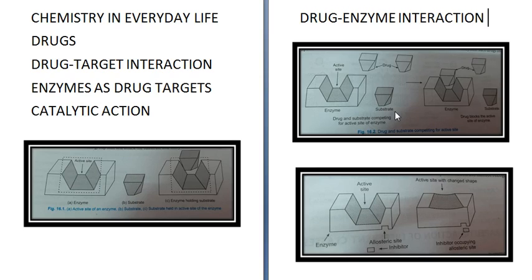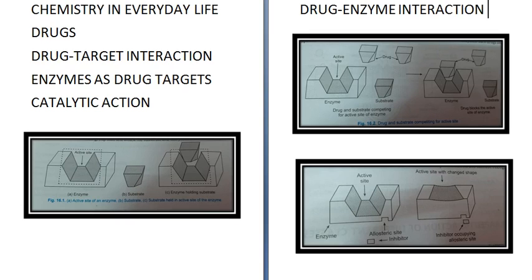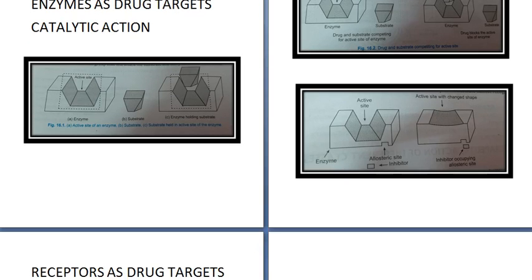Third is on the basis of chemical structure. Drugs with similar chemical structures have similar action on biological systems. For example, sulfonamides. Fourth is on the basis of molecular targets. It is based on interaction with biomolecules such as carbohydrates, lipids, proteins, and nucleic acids which are present in our body. Now let us study first about the drug target interaction.